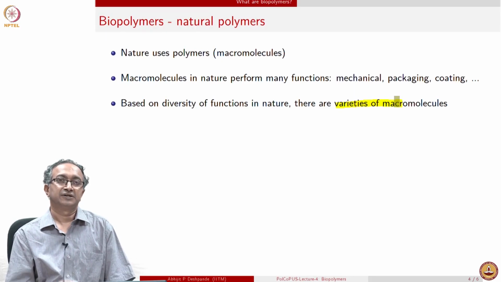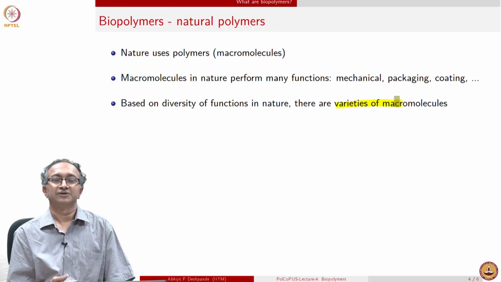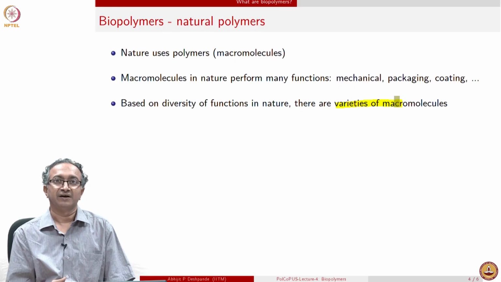In fact, cellulose itself can be made in various different forms depending on the species that requires it. Similarly, starch also. That is why, for example, in the kitchen, corn starch has different properties compared to some other starch, because each plant and each species has a specific requirement, and therefore these biopolymers exist in a variety of forms.